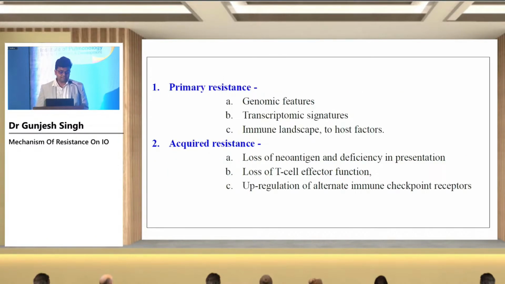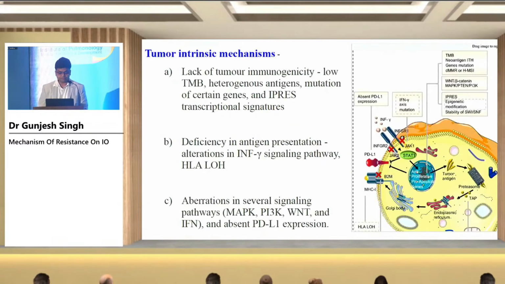Coming to primary resistance, it can be because of genomic features, transcriptomic signatures, and immune landscape. And acquired resistance with immunotherapy can be because of the loss of neoantigen, deficiency in presentation of that neoantigen, defect in T cells, and upregulation of alternative immune checkpoint receptors. We will see in the next few slides.